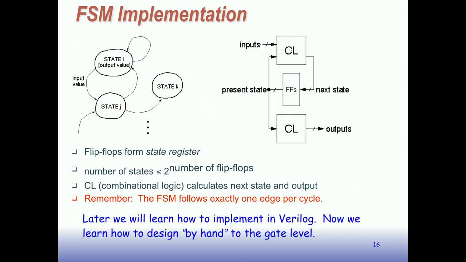So we're going to learn how to implement finite state machines in Verilog. It's actually quite convenient. It's one thing that Verilog does really well. It lets us express finite state machines because we can use behavior, and we can use case statements to represent all the behavior of this state transition diagram. But first, we're going to learn how to design by hand at the gate level, just because it's fun and you should know what the tools are doing for you.